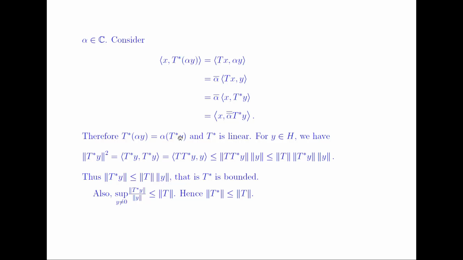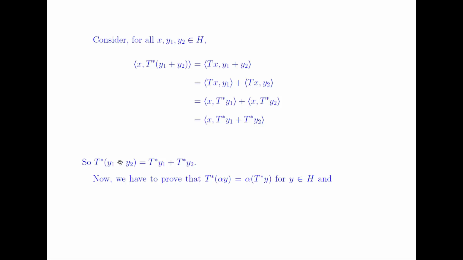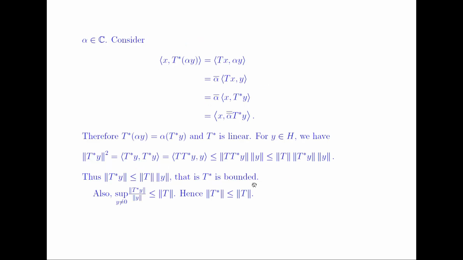So we get the proof of the properties: T star of y1 plus y2 is equal to T star of y1 plus T star of y2. And second, we have proved that T star of alpha y is equal to alpha times T star of y. So hence T star is linear. Now we prove that T star is also bounded.